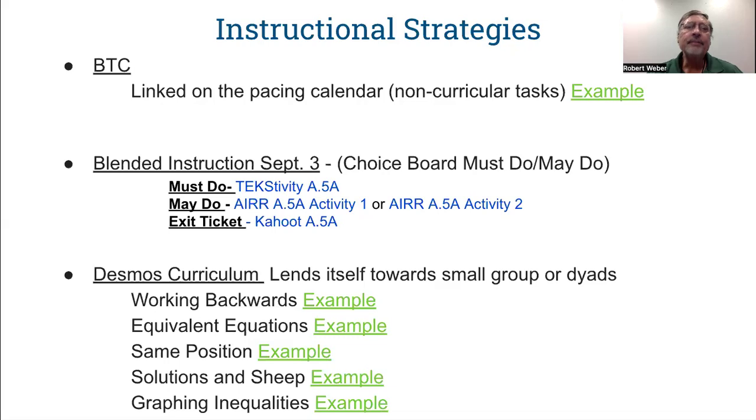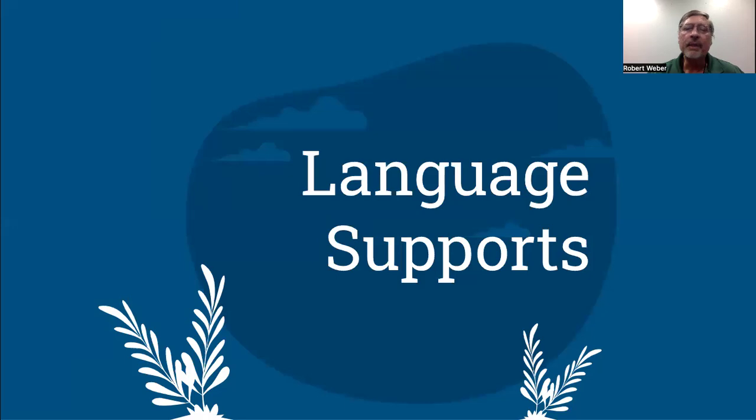Instructional strategies. We are advocating that you do some Building Thinking Classrooms work on this. That is linked on the pacing calendar. Also, this lends itself to a blended instruction, particularly with the A5A. You could maybe do a choice board or a must-do, may-do type of assignment. We put a heavy emphasis on this one with Desmos after the initial first week, because then kids hopefully will have their technology in place.